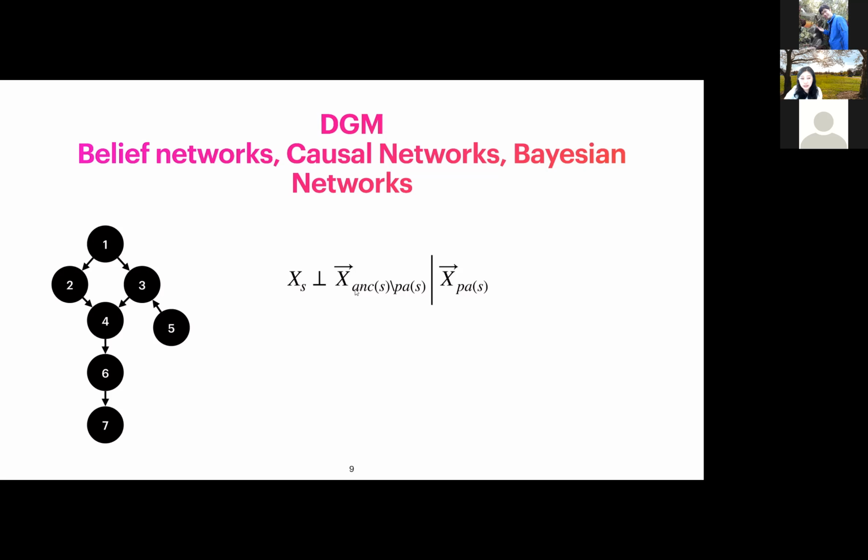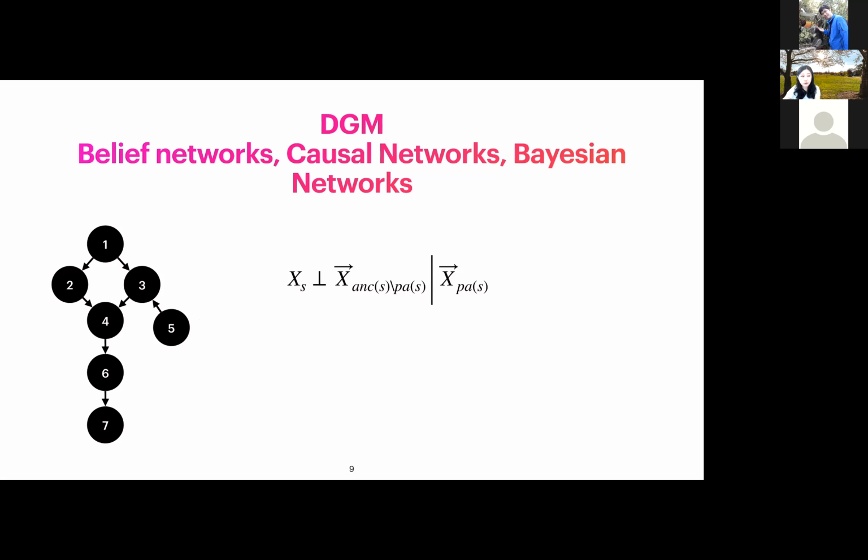So conditional on 2 and 3, S is going to be independent of the ancestors of S. First of all, what are the ancestors of S? 1, 2, 3, and 5, because there is a path from 1, 2, 3, 5 to 4. Now, if you exclude the parents, it's going to be 1 and 5. So conditional on 2 and 3, 1 and 5 are going to be independent of 4. Any questions?